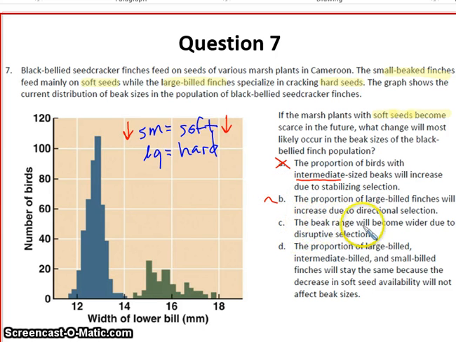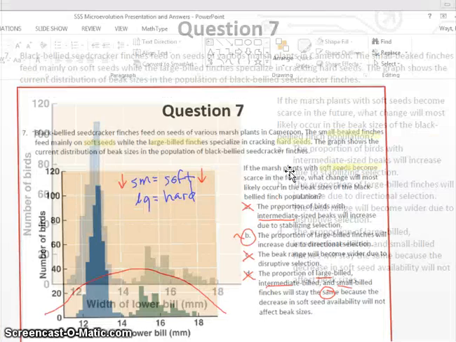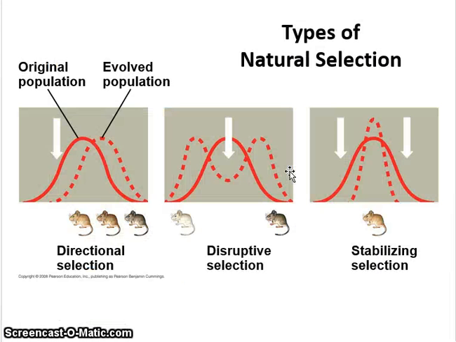This one says the beak range will become wider due to disruptive selection, meaning you get a greater selection of all of these, and I don't really like that one. And the last one says the proportion of large, intermediate, and small-billed finches would stay the same. Not if the food source is changing. That's not going to happen either. So I'm going to lean with B for that one as well. Something just to quickly remember, types of natural selection here.